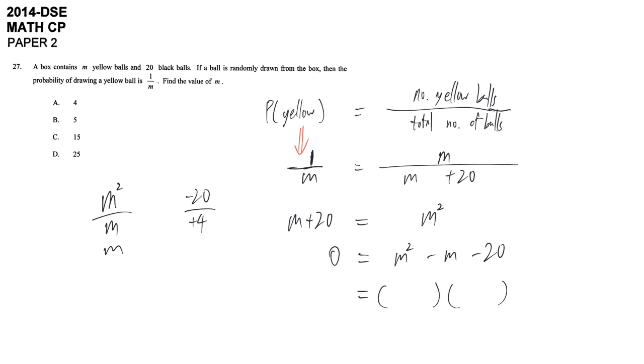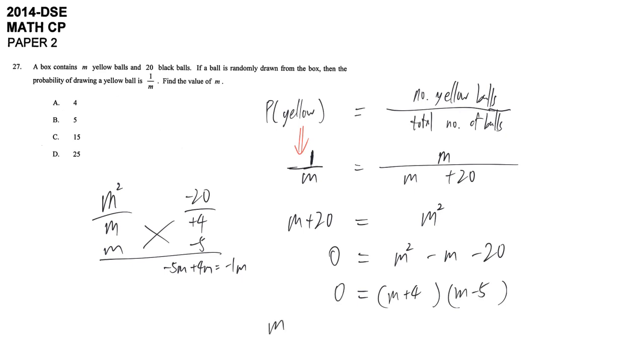Okay, maybe +4 and -5. Then we try to test the middle term. Is that the same as the information given? It's -1m, which is consistent with this term. So that means this is a correct guess. The combination is m plus 4 and m minus 5.